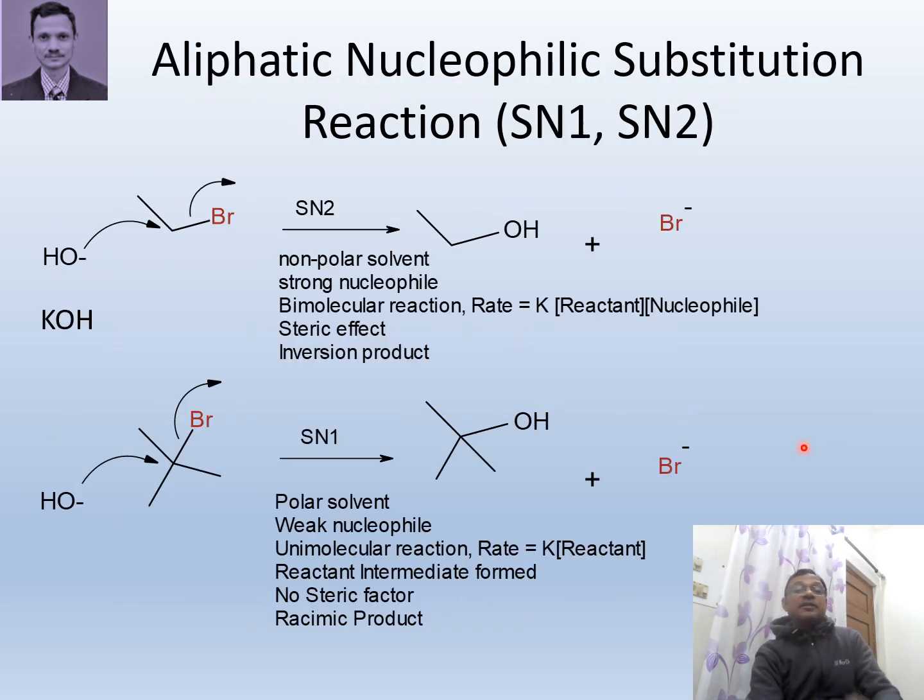Now a more specific example is that if we treat any alkyl bromide with aqueous potassium hydroxide solution, then the negative part of this hydroxyl group will attack this carbon attached to the bromine, and this bromine is replaced. The bromide ion is replaced and we have an alcohol. So this is a nice example of aliphatic nucleophilic substitution reaction.